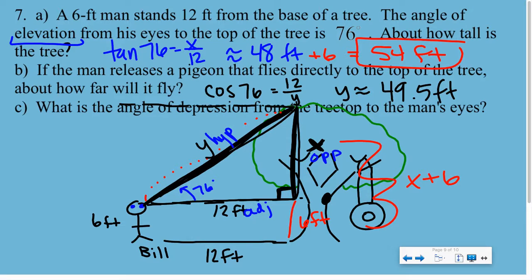Last part. What is the angle of depression from the treetop to the man's eyes? Depression has to be above or below a horizontal. Below. So we are looking for this angle measure here for part C. Everybody? 76. Because the angle of depression and the angle of elevation are what kind of angles? Alternate interior.